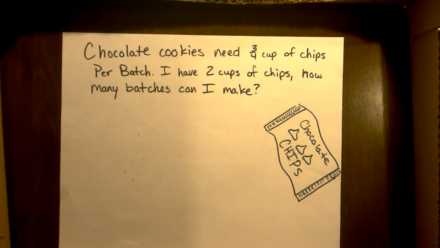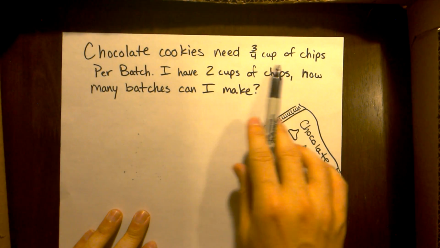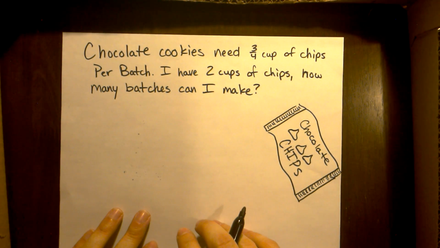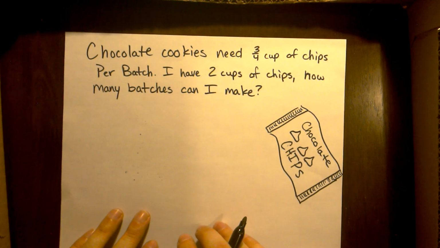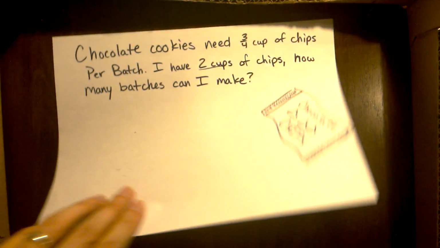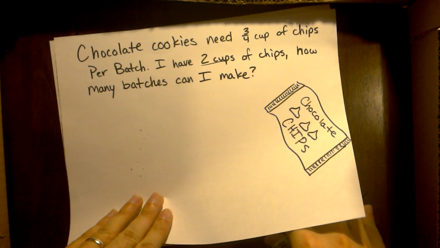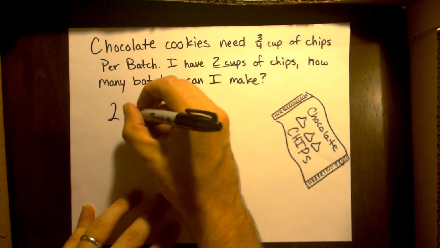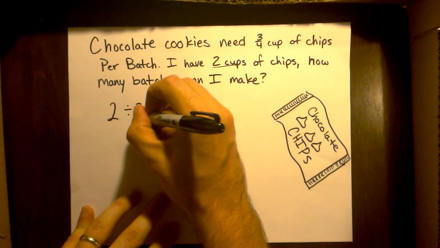Now we're left with the third recipe, chocolate cookies. Chocolate cookies need 3/4 cup of chips per batch. I have 2 cups of chips. How many batches can I make? This is the least amount of ingredients I have, only 2 cups. But I only need 3/4 per batch. So let's test this out. We're going to do 2 divided by 3/4.